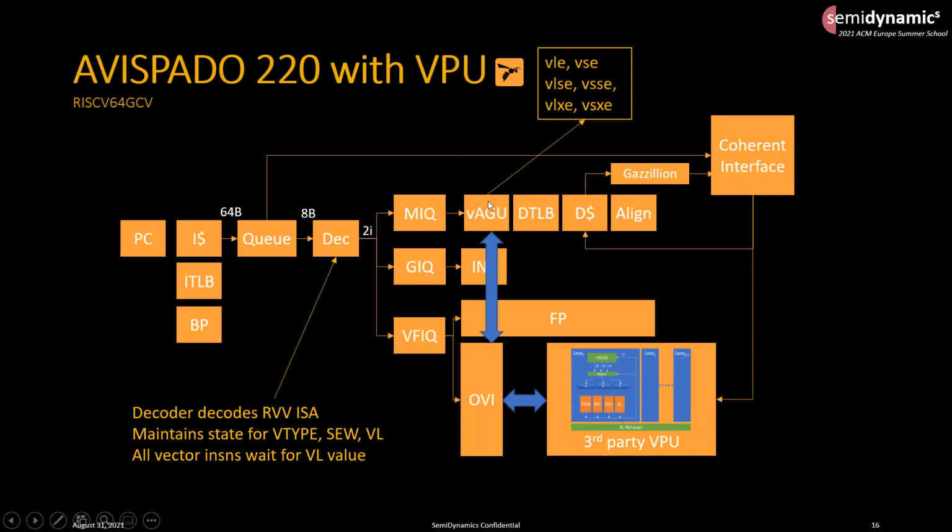The VAGU really has the job of taking these big instructions. A vector load wants, in the EPI case, it can want even all the way to 256 things, right? And the vector AGU has the job of breaking it out into units that are consumable by the rest of the pipeline.